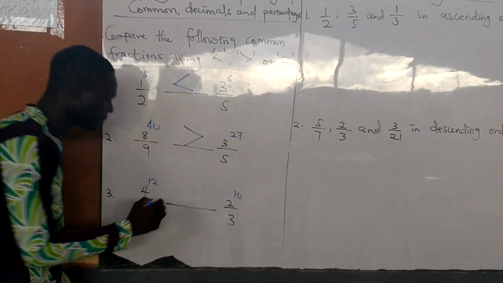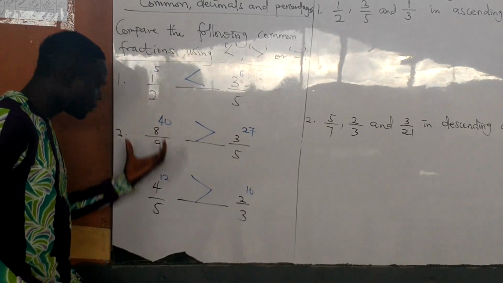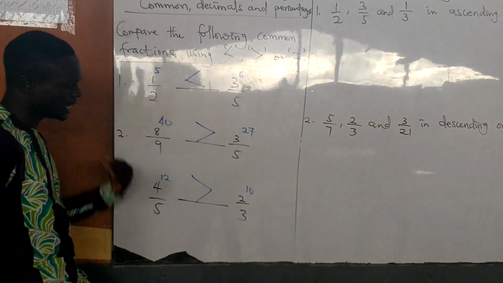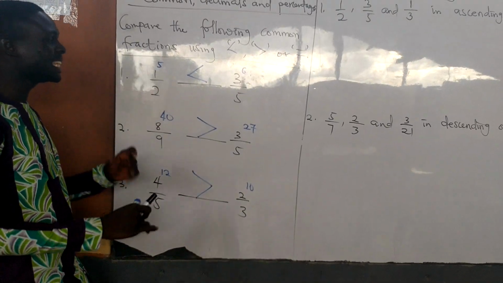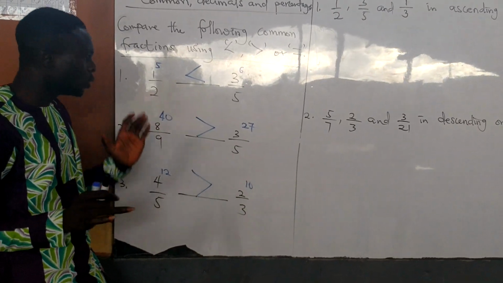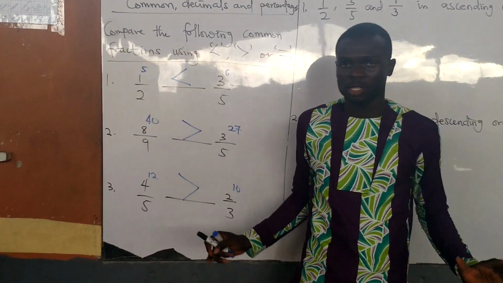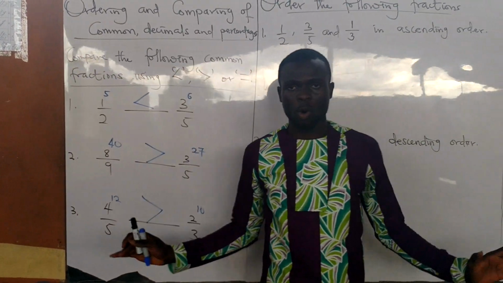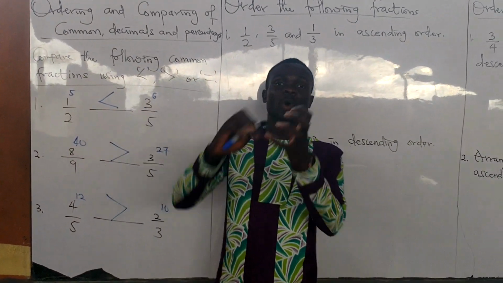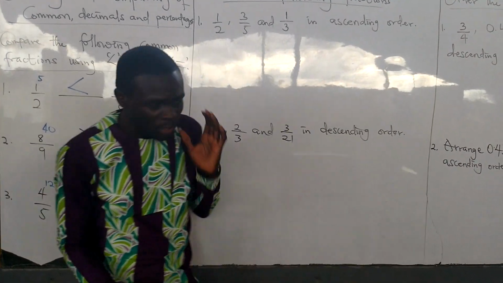So which sign will come? The greater than sign, which means 4 over 5 is greater than 2 over 3. And this is the easiest way we can use to compare common fractions. When you use this cross multiplication, it's going to work for all, because with this one we've omitted the LCM, and it is the easiest way.